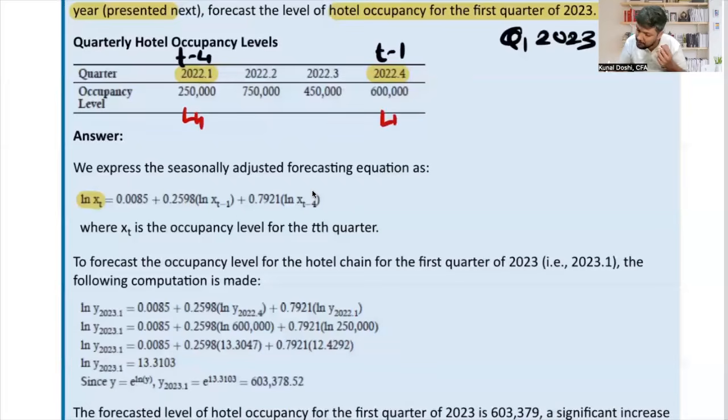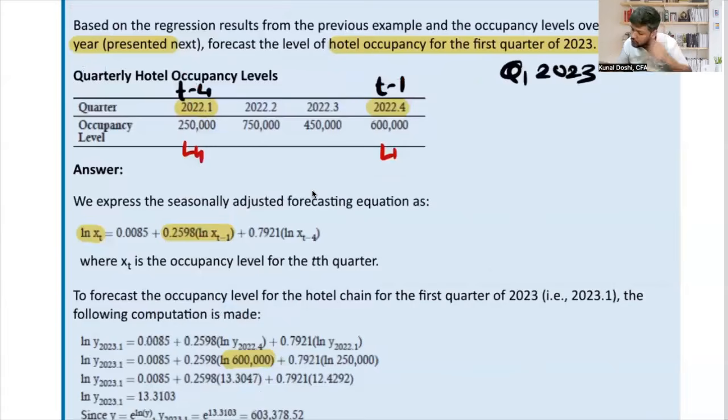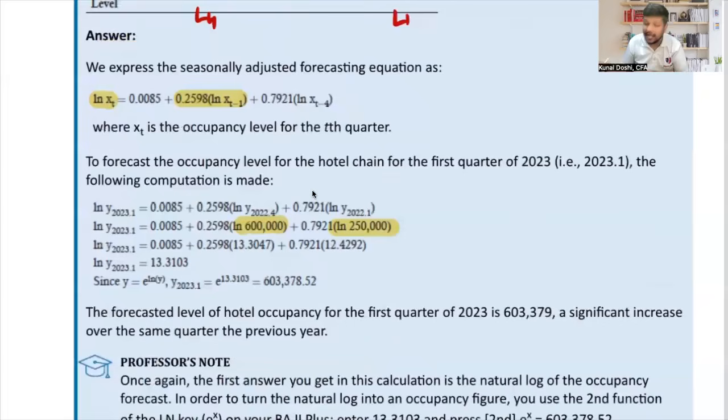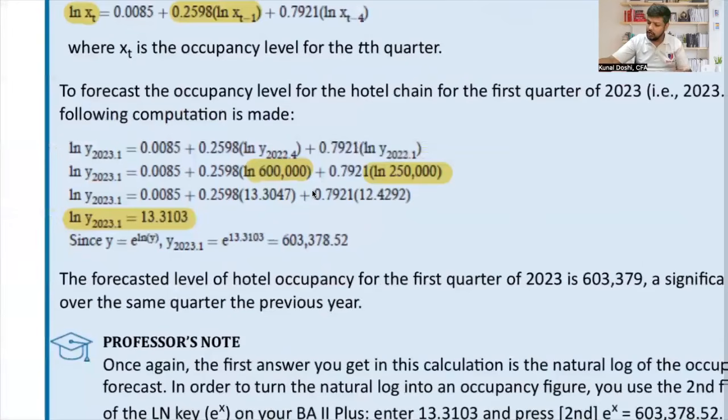So carefully, I will put my lag 1 coefficient 0.2598 into 600,000 and lag 4 into 250,000. This is the value that I'll put. And then when I add the intercept, you will get this amount. Just check it, please, everyone. Are you getting the same value by putting all the numbers? I'm sure you will get the same values. So you can also try the same thing, everyone.